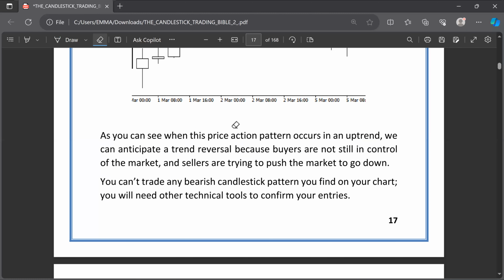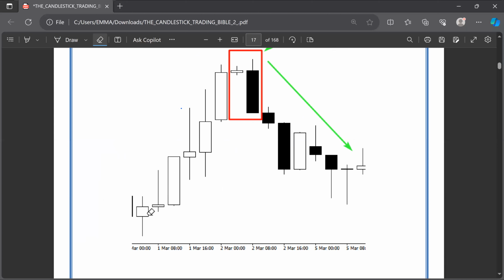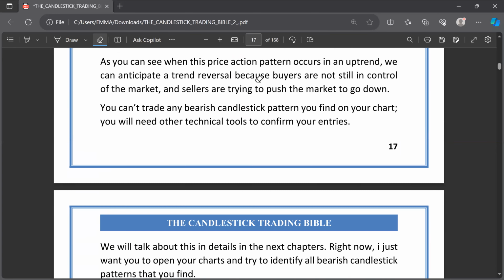Now, as you can see, when this price action pattern occurs in an uptrend, we can anticipate, as in we can guess, we can predict a trend reversal, because buyers are no longer in control of the market and sellers are trying to push the market down. So it happens that it goes up, this one forms, then the market comes down, meaning the buyers are no longer in charge. The sellers have taken control of the market. So yeah, that is it.